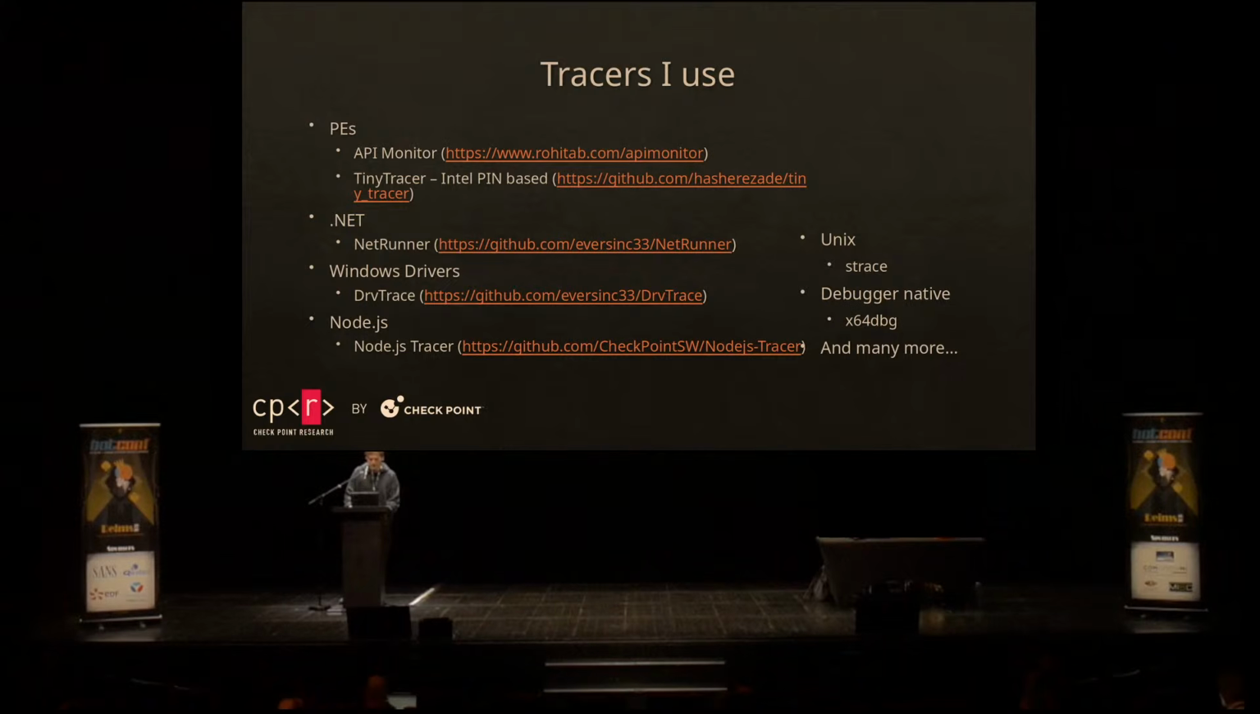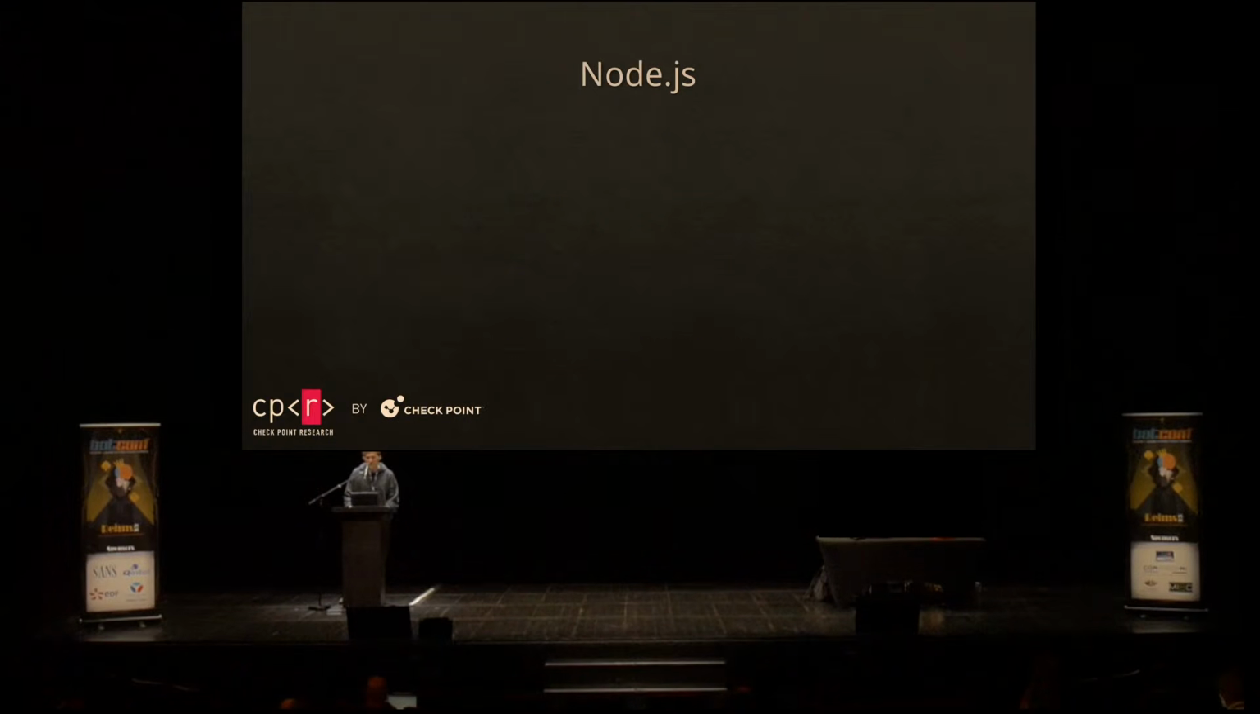For Unix, there's also the strace utility, which is, I think, installed by default on most distributions. And actually, x64dbg also has a tracer, which is natively integrated in the debugger. I don't really use it much, but I think it's very useful if you do use it. And there's many more, but those are just the ones that I use. Okay, so much about tracing. Now let's get into Node.js.